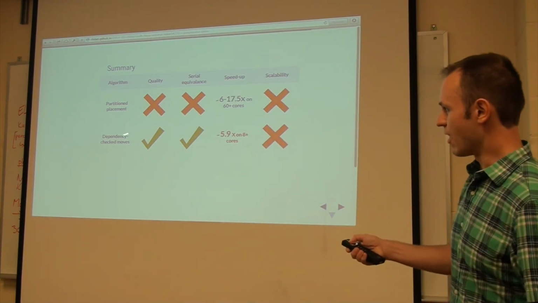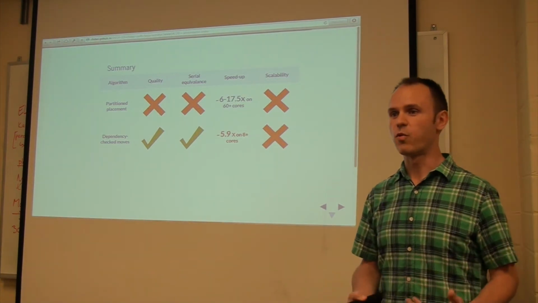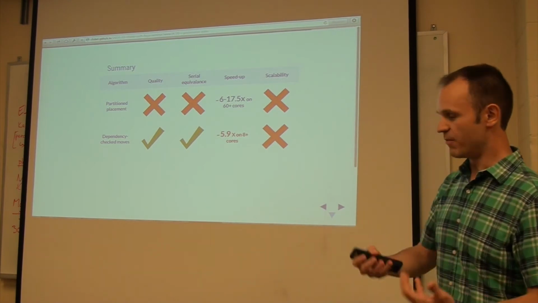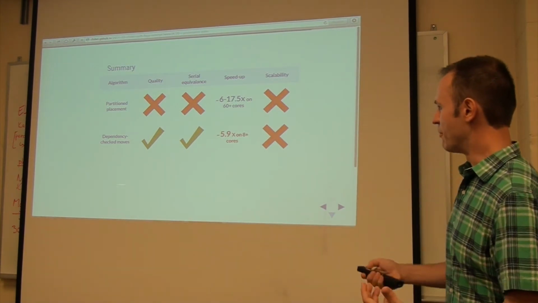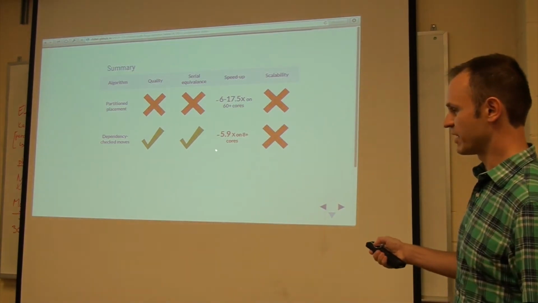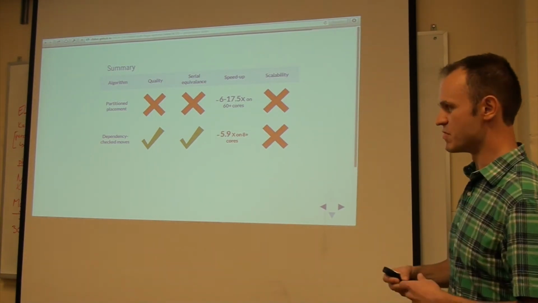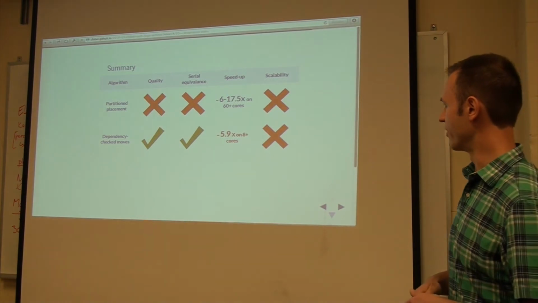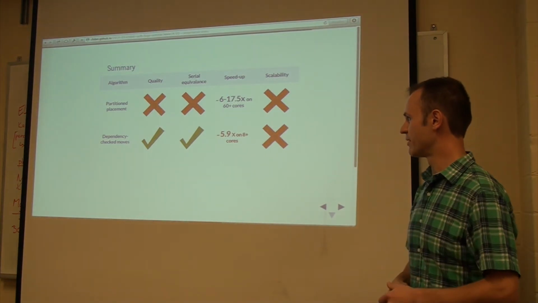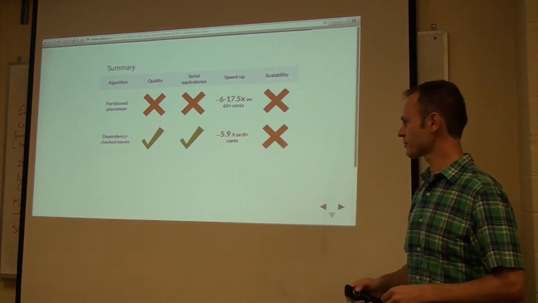Then we have the other approaches that are far more promising in terms of quality because we maintain serial equivalency. But by doing so, we are restricted in the speedups that we're able to obtain. So here we're limited, with no speedup gains after 8 cores. And so these do not appear to be scalable.